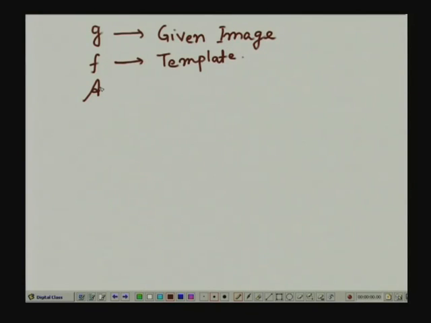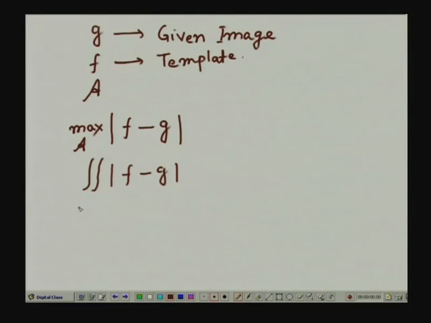One of the similarity measures, the simplest, is to take the absolute difference between F and G and find the maximum of the absolute difference, computed over the region, say A. The other similarity measure can be that again we take the absolute difference of F and G and then integrate this absolute difference over the same region A. The other similarity measure can be to take F minus G, the difference between F and G, square it, and take the integration of this over the same region, say A.